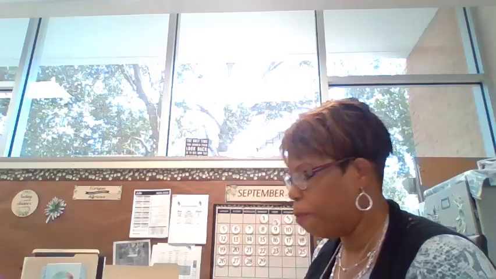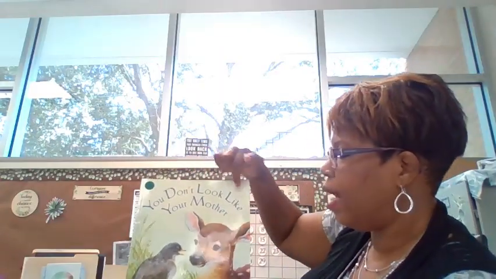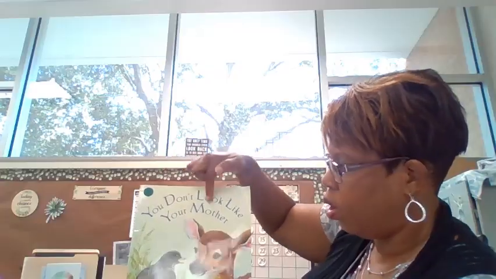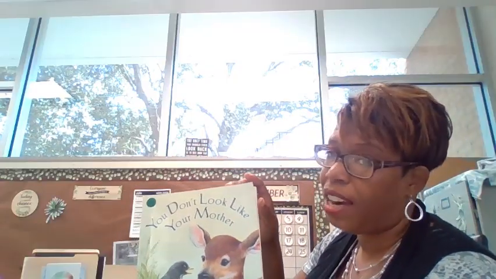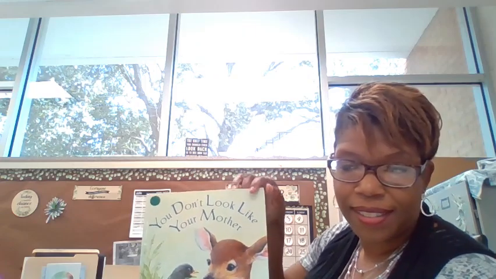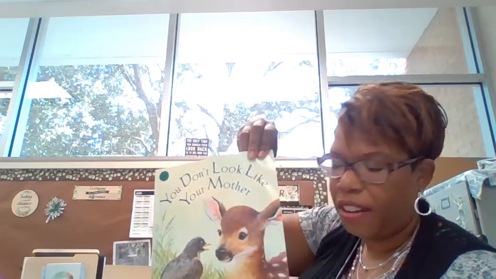Great job. Great job. Okay, so everyone has sat back down. That means that you all have answered the questions. All right, so what were the answers? Let's see. Victoria, what did you answer for? What is the title of our book? Very good. You don't look like your mother. Where did you find the title of the book, Victoria? Very good, on the front cover.